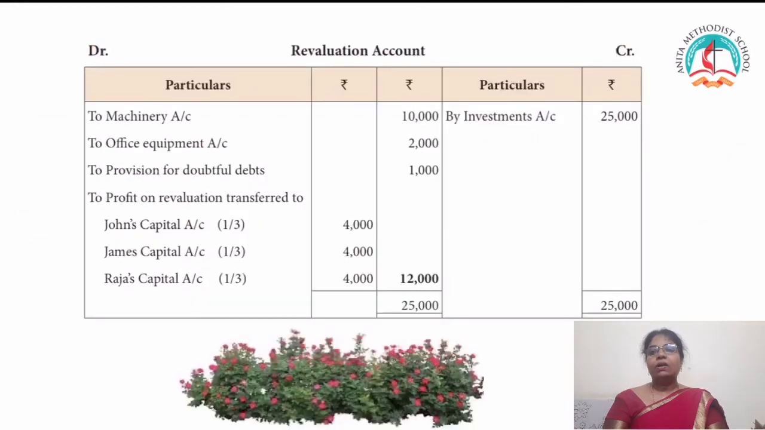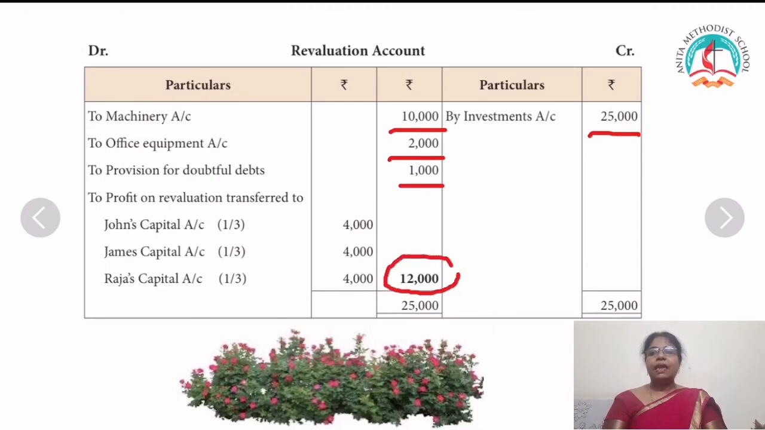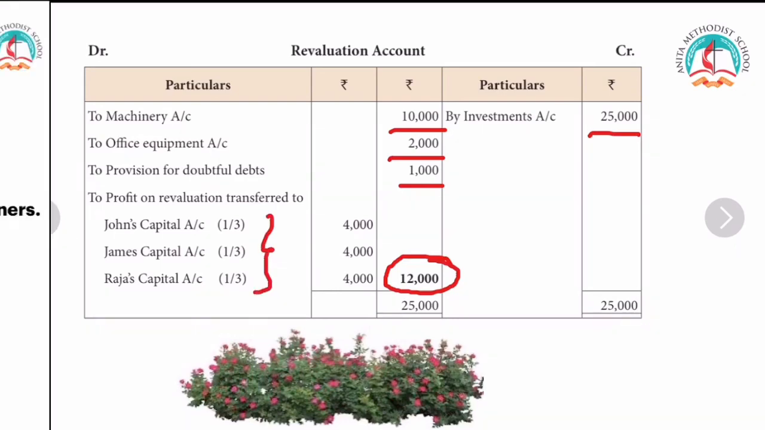By investment account, that's an unrecorded investment 25,000 and to machinery decrease in the value of an asset, to office equipment decrease in the value of an asset, to provision for doubtful debts 1,000. So there is a profit of 12,000 that is transferred to John's capital, James's capital and Raja's capital in the ratio of 1:1:1.